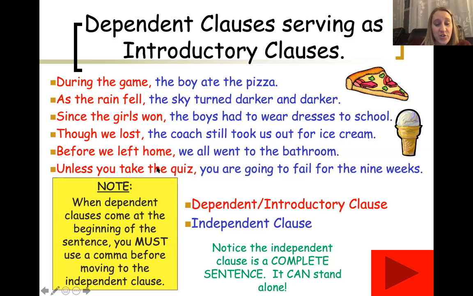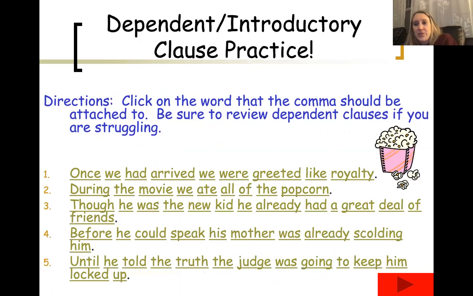Another one: unless you take the quiz, that's a dependent clause, it can't stand alone, you are going to fail for the 9 weeks. That's our independent clause. You are going to fail for the 9 weeks can stand alone, but unless you take the quiz cannot stand alone. And once again, there's our little marker there, unless. Okay, perfect, good. All right, so let's go back to our Kahoot. I'm going to have you click on the word that the comma should be attached to. So number 1, once we had arrived, we were greeted like royalty. So go ahead and do your Kahoot.